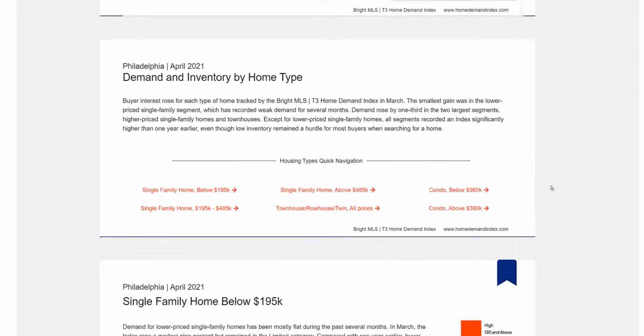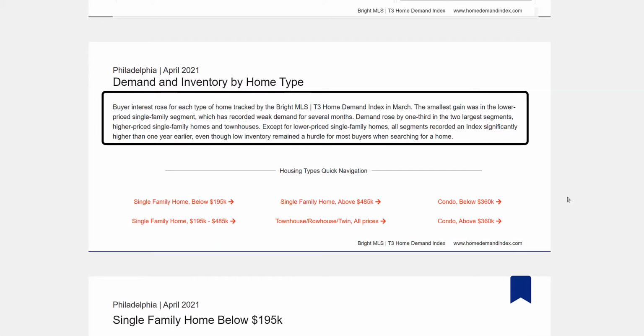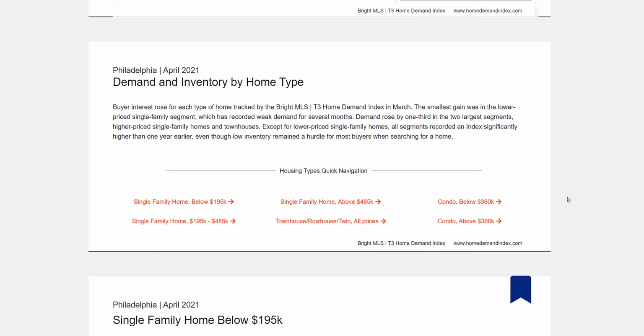Okay, so moving on, note that you drill down even further to demand and inventory by home type when you come down the page. Again, we have an Economist overview letting us know all home types had a rise in interest in March. The smallest gain was in the lower price single family segment, which has recorded weak demand for several months. Demand rose by 1/3 in the 2 largest segments, higher price single family homes and townhouses.